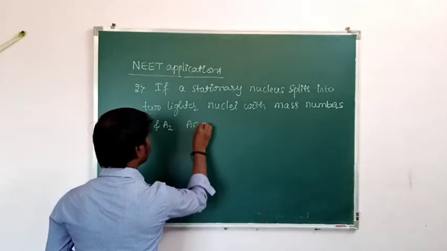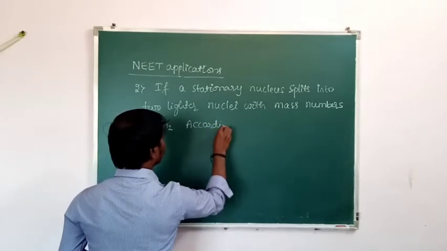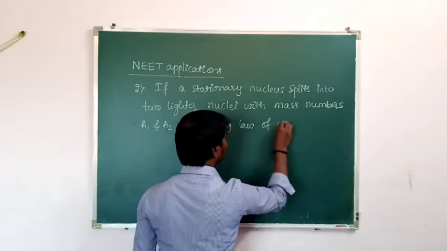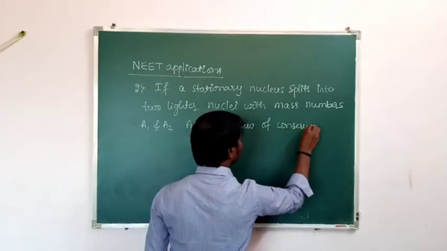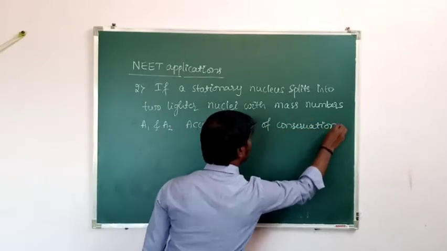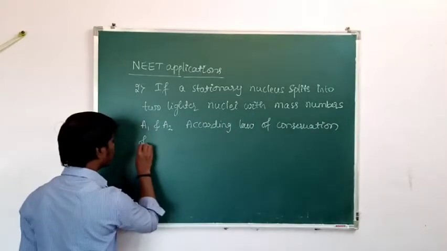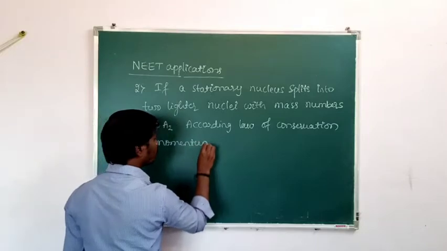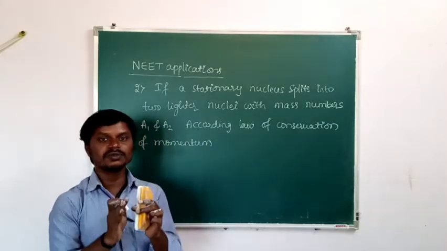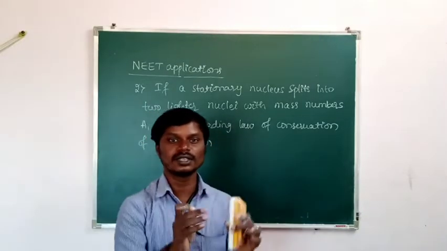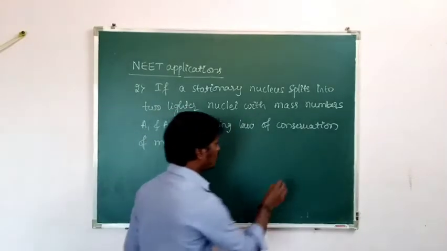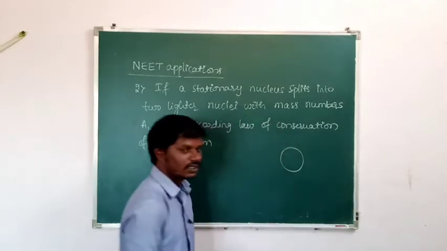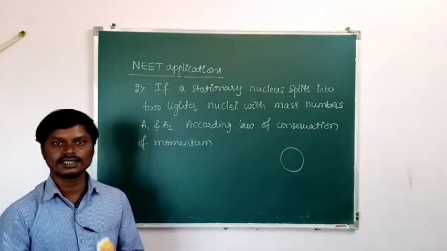According to law of conservation of linear momentum, both lighter nuclei will move in opposite directions with equal momenta. See here, it is a nucleus and this nucleus is initially at rest. That is why this nucleus is called stationary nucleus.